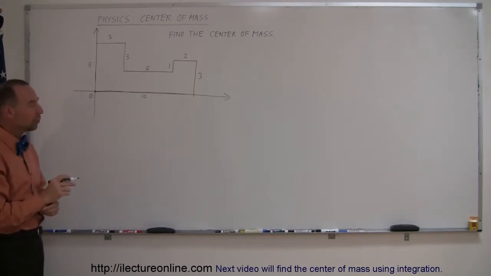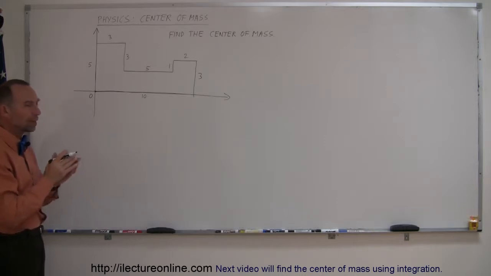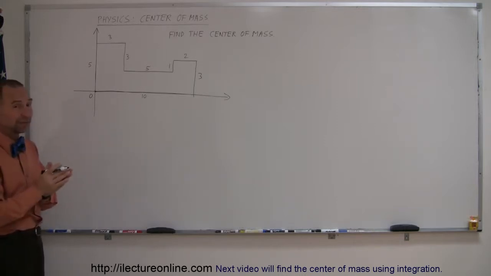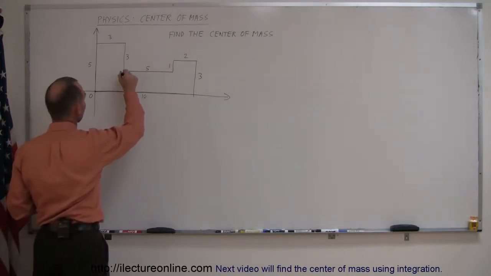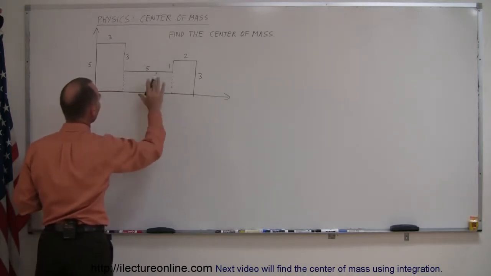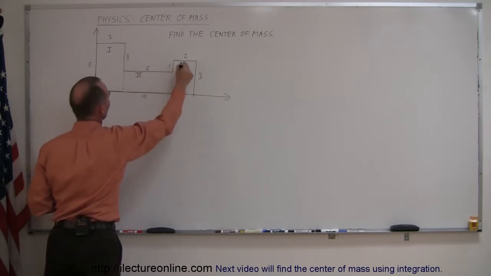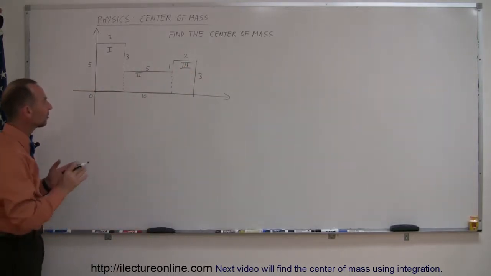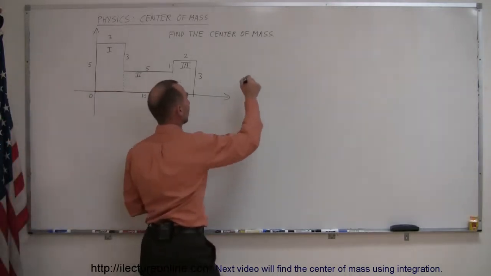The next thing we're going to do is divide this into however many pieces we need to, so that we can come up with pieces where it's easy to find the center of mass of each individual piece, and that's typically rectangles or squares or something like that. So if we cut it over here and cut this over there, we now have three different pieces: piece number 1, piece number 2, and piece number 3. So what we're going to do now is find the center of mass of each and then add them together according to our equation.